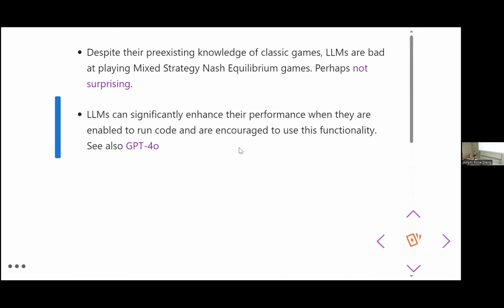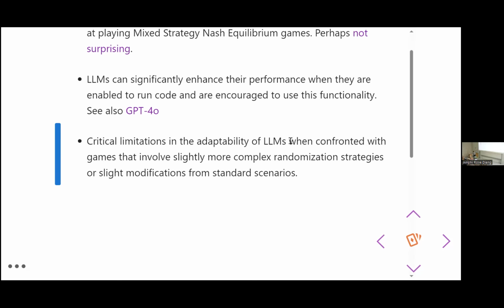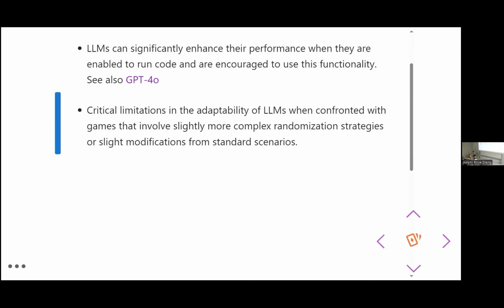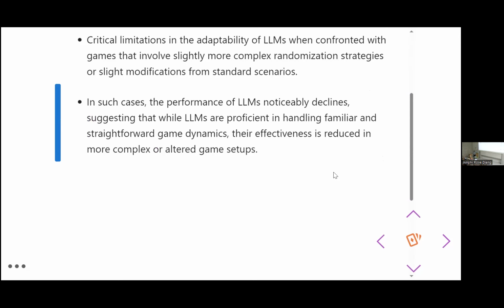You can see this even with GPT-4 or with Mistral or with most of the LLMs. But the most important part is that there are critical limitations: when confronted with games that involve a slightly more complex randomization, the LLM will fail and default to a standard scenario. So it will still go back to the standard case. In those cases, the LLM noticeably declines, suggesting that LLMs are proficient in handling familiar games, but if you start altering the game, it will fail completely.